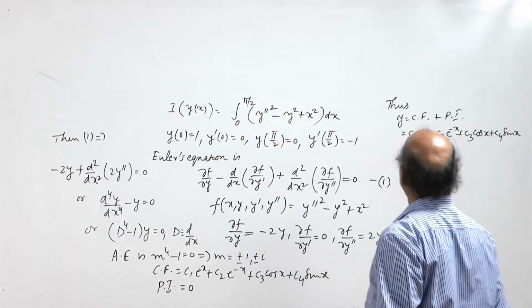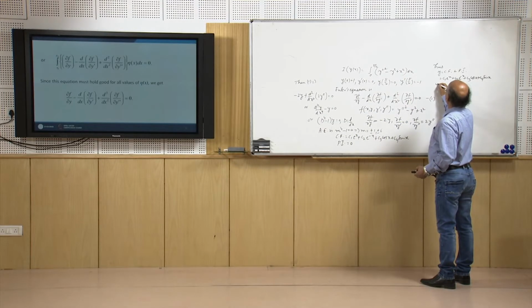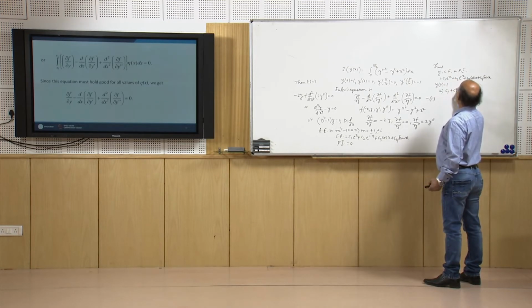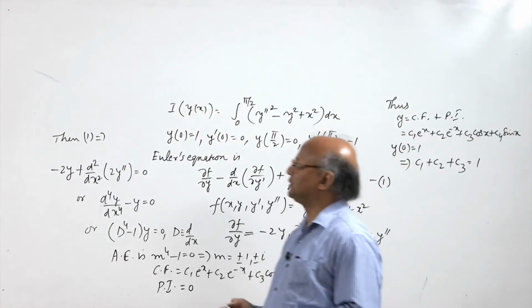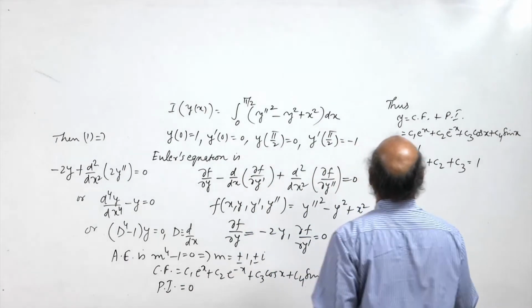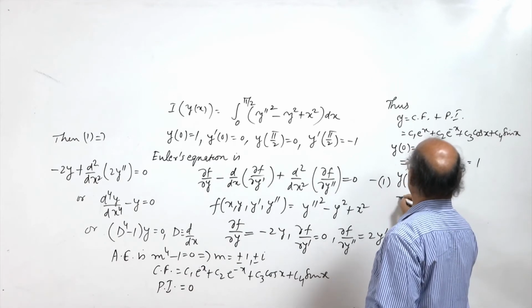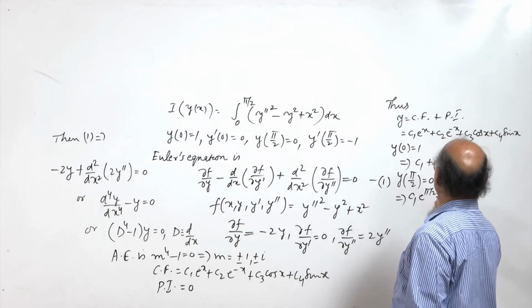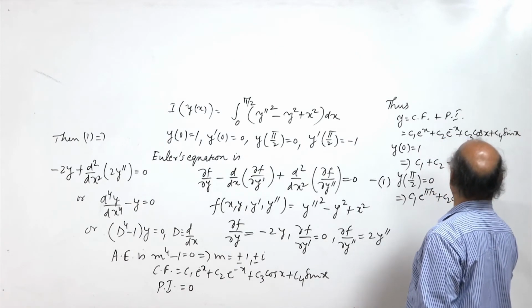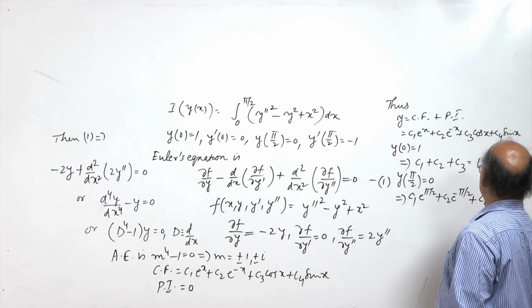Now let us find the four constants c1, c2, c3, c4. y(0) equal to 1 gives c1 plus c2 plus c3 equal to 1. Then y(pi by 2) equal to 0: y(pi by 2) is c1 e to the power pi by 2 plus c2 e to the power minus pi by 2, and then c3 cos pi by 2 is 0, c4 sin pi by 2 is c4, so this is equal to 0.